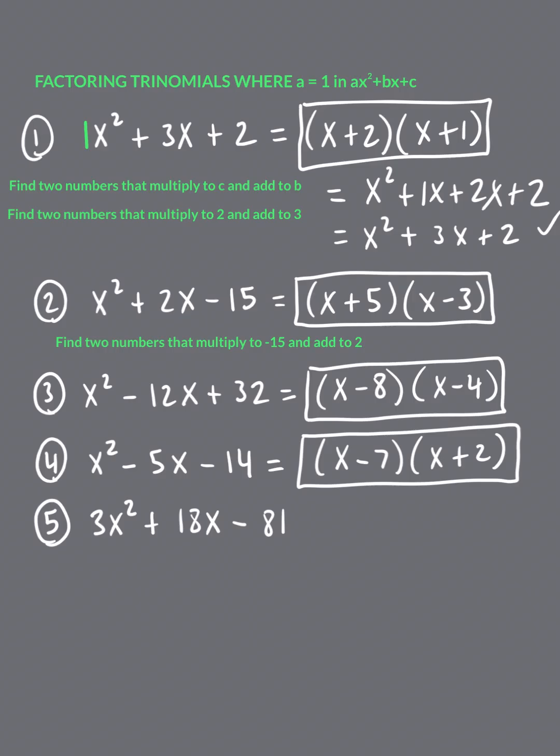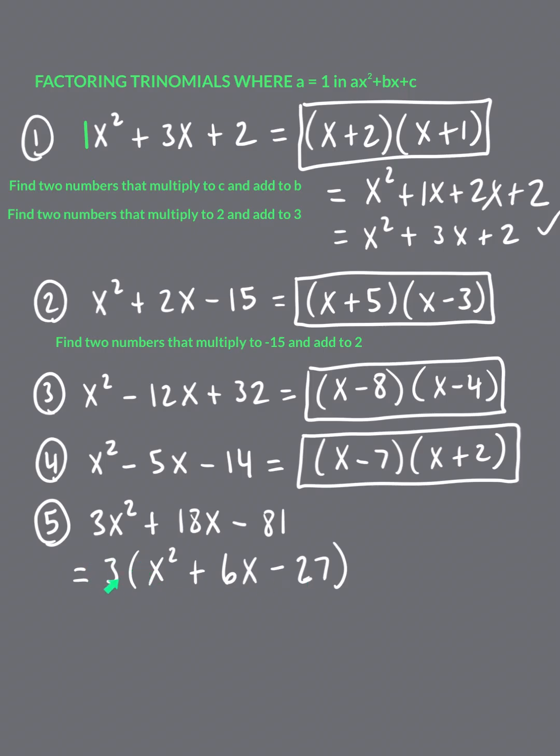Here's an example that at first glance does not have a as 1. But the thing that we always look for first whenever we're factoring is a greatest common factor. All three of these terms are divisible by 3. So we're going to factor out 3 first. So 3x squared divided by 3 is x squared, plus 18x divided by 3 is 6x, and 81 divided by 3 is 27. And now in parentheses, we do have a trinomial that has a as 1.